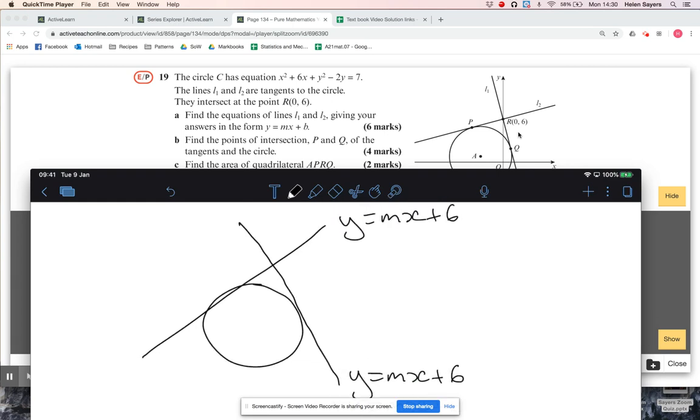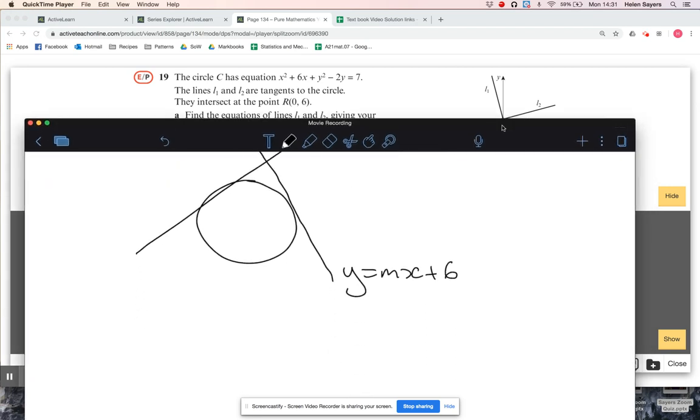Okay, so what would I do? Oh, sorry, I was going to say we're after the points of intersection. We're not, but that's for part B. But I know that both of these lines just touch the circle. So if I was trying to find the points of intersection, there is only one. That's making me think about the discriminant. The circle has the equation x squared plus 6x plus y squared minus 2y equals 7.